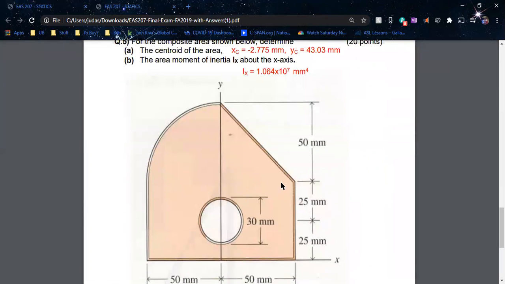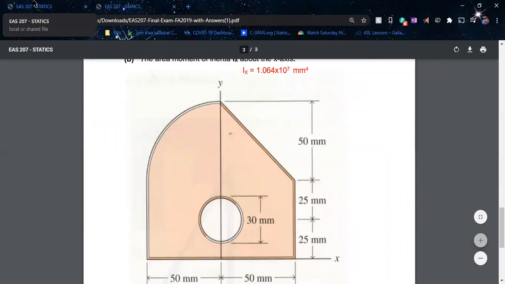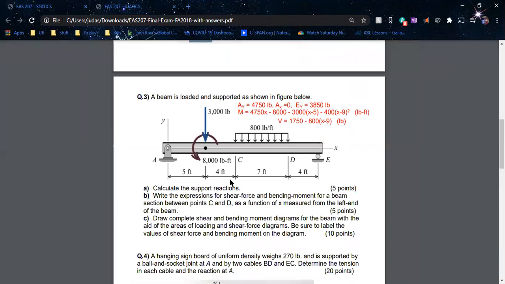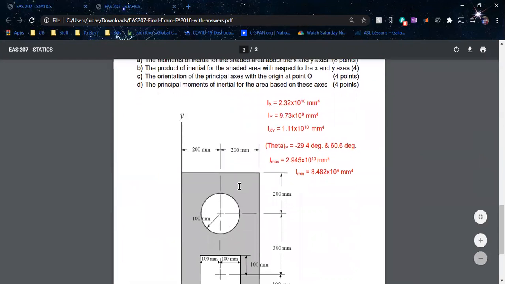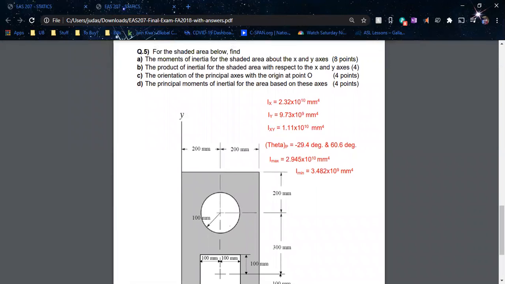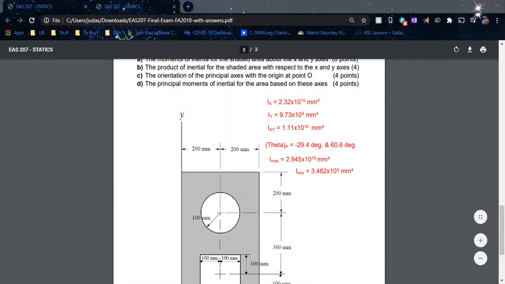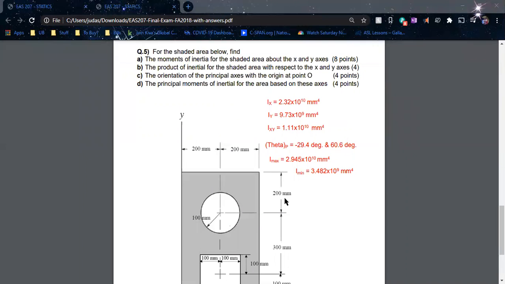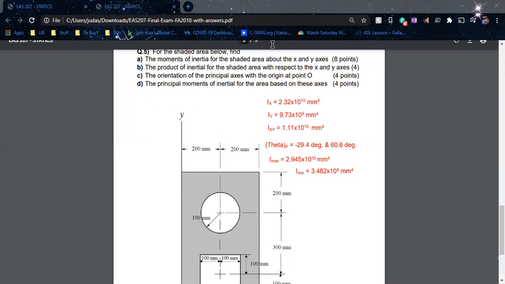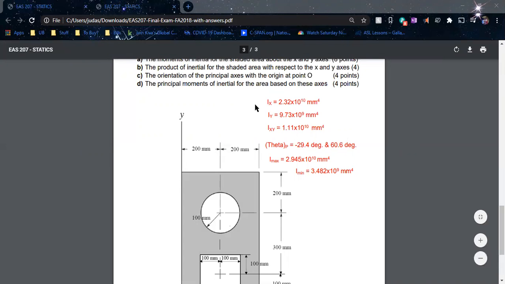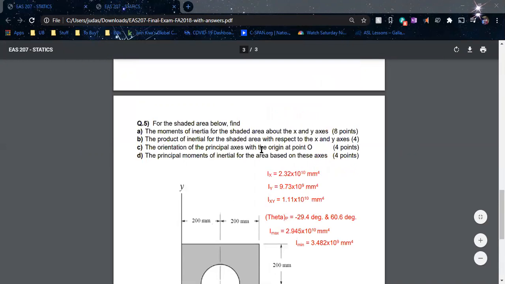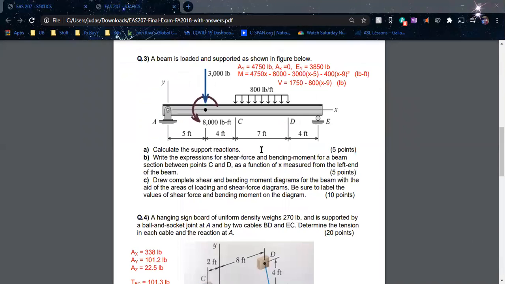Another problem that you'll see is something with centroids, moment of inertia, stuff like that. That's problem 5 on both of these exams. So those are the ones that tend to be the same no matter what. I can almost guarantee you're going to get a beam problem that's going to look like problem 2 on this exam. You're going to get a truss problem of some kind. You're going to get something about area moment of inertia, right?